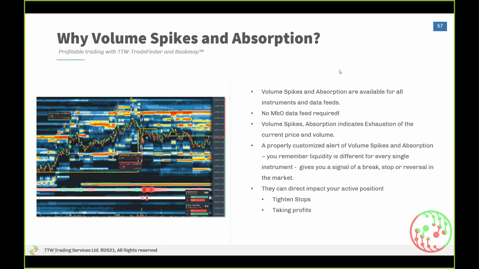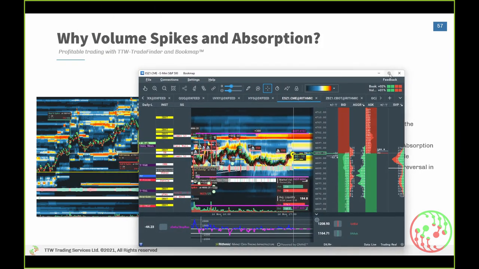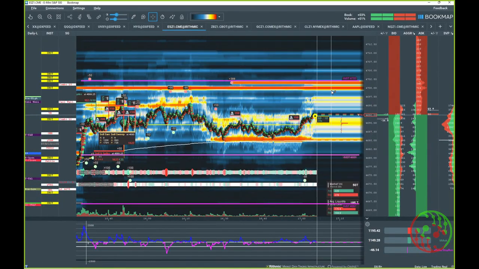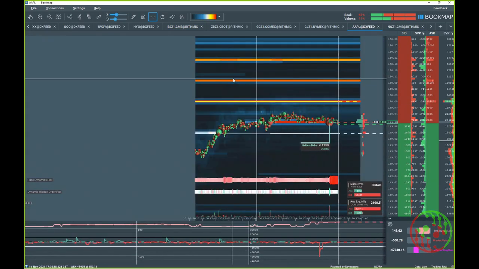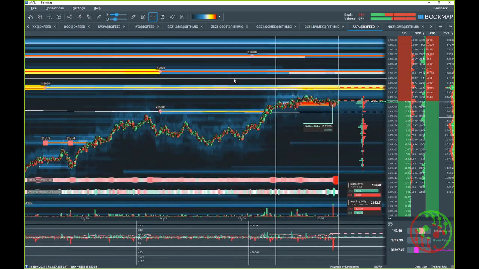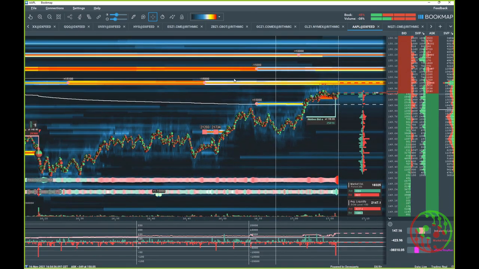Volume spikes and absorption. Yeah, Karen, I will come next to this. Volume spikes and absorption are available for all instruments and data feeds. So no MBO data feed required. Therefore, the Trade Finder is not working only with ES, but the Trade Finder is working for Apple, for all stocks, for all other instruments you maybe need or you will have on your chart.